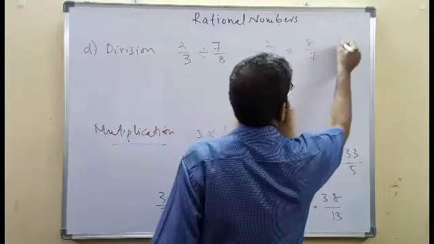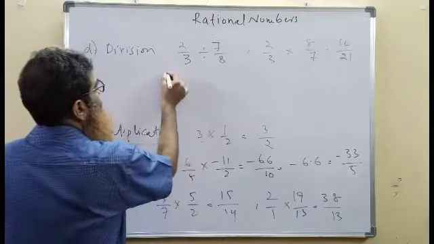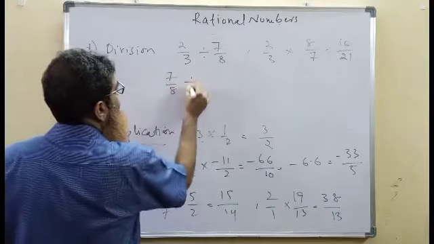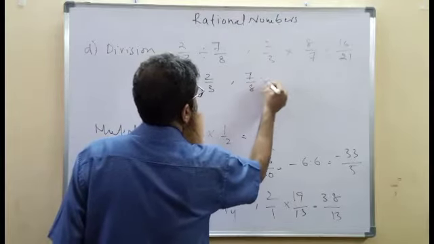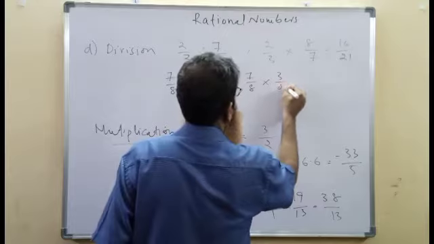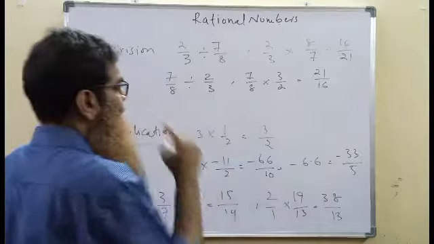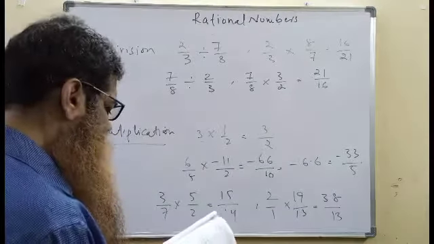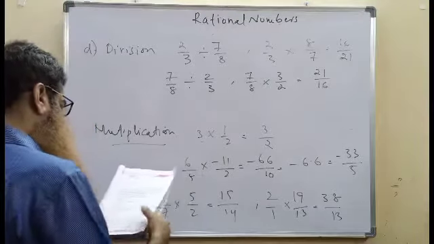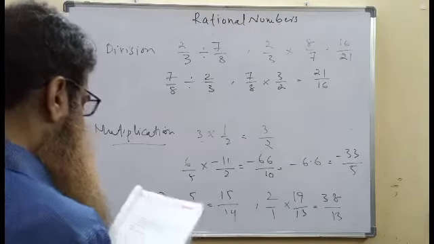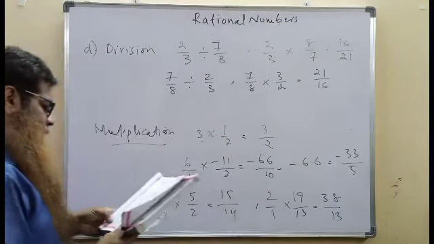2 8s are 16 and 3 7s are 21. Now 7 by 8 divided by 2 by 3, again 7 by 8 multiplied by 3 by 2 is 21 by 16. So we get a rational number as the result. Then 2 by 3 divided by 7 by 8 is equal to 2 by 3 multiplied by 8 by 7, which is equal to 16 by 21, a rational number. Check this for two more examples.